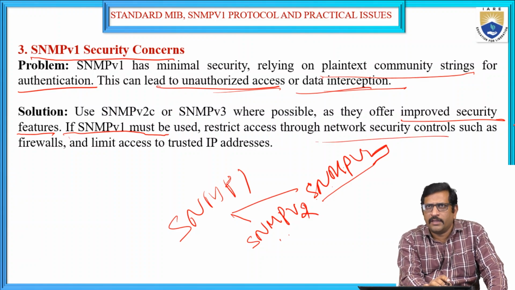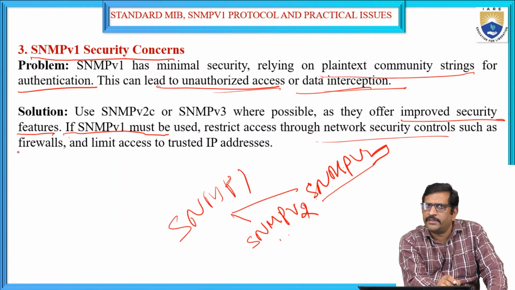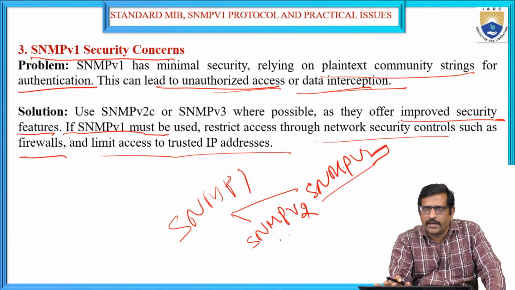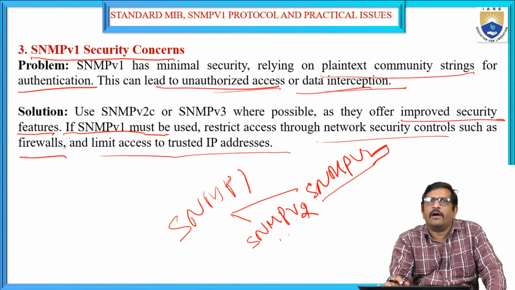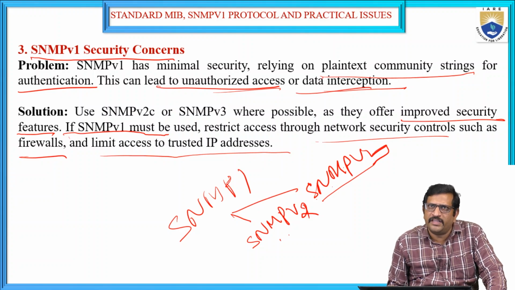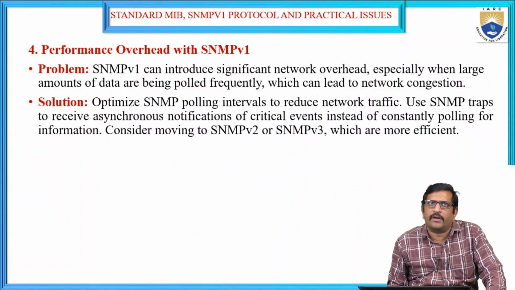The network security controls are generally part of a network management system. We use firewalls and limited access to trusted IP addresses. By using these network security controls, we can avoid security issues or concerns in networks. By implementing SNMPv2 and v3, we can effectively transfer data from one network to another network.